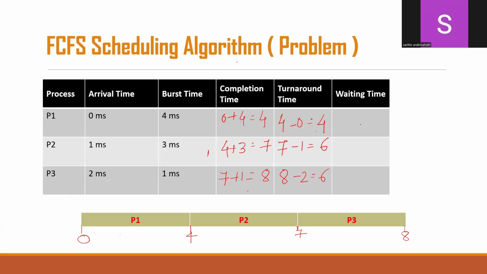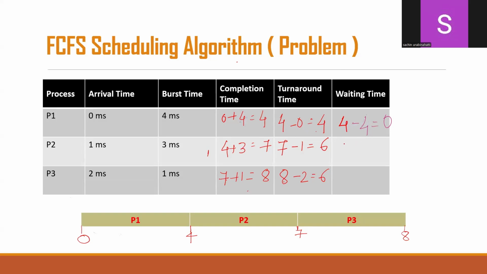Now let us calculate the waiting time. The formula for waiting time is turnaround time minus burst time. You can see here 4 is the turnaround time and the burst time for P1 is 4 microseconds. So the waiting time will be 0.